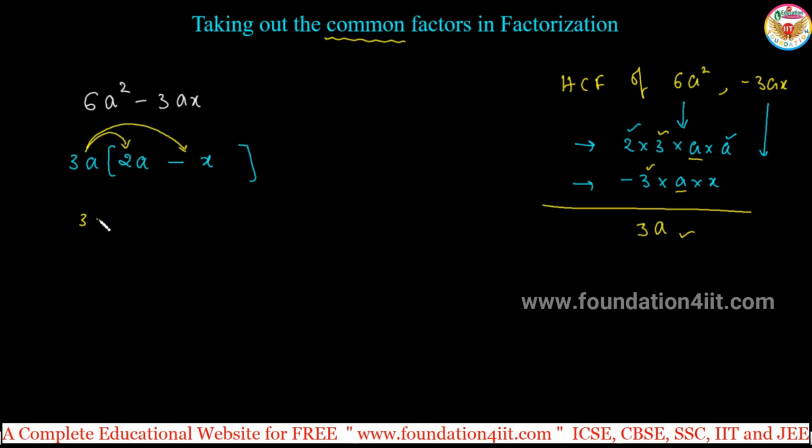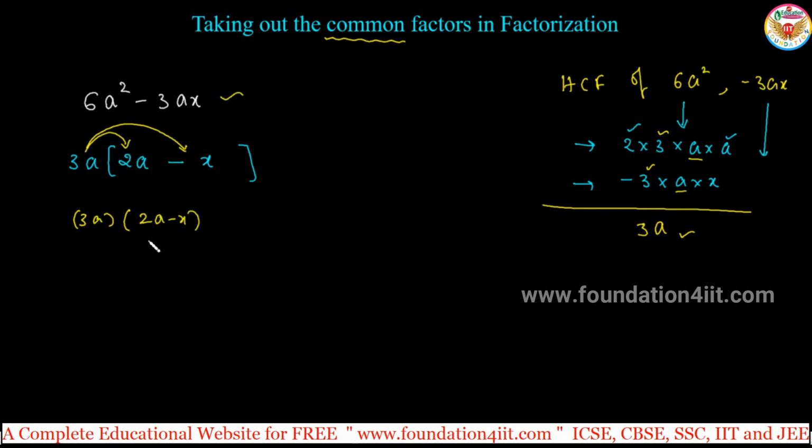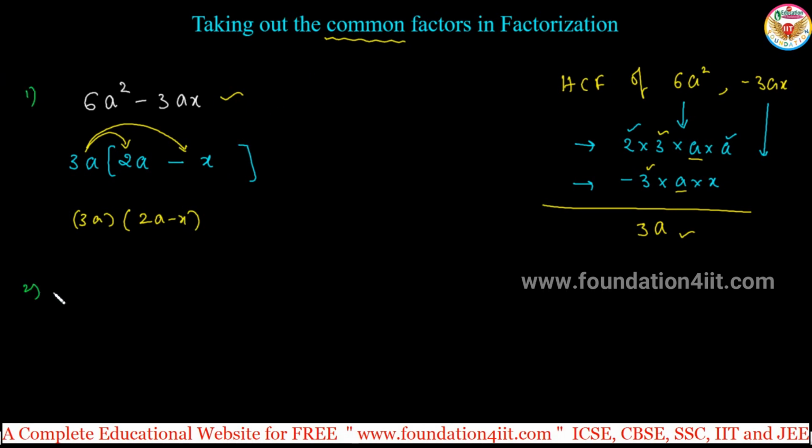Now 3a is a term and 2a minus x is another expression. So given a polynomial, we need to write it as a product of two or more expressions. So 3a is a term and 2a minus x. This is taking out the common factor. Let me show you one more example.